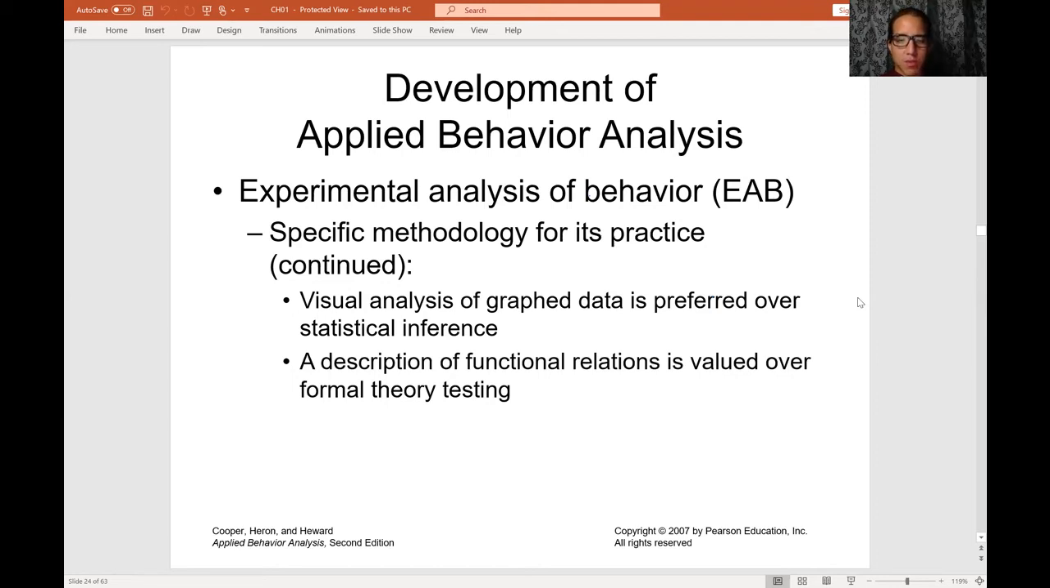And then there is the description of functional relations, which is valued over formal theory testing. Most of the social sciences, and I remember this from my undergrad in psychology, had a theory, right? It can be something as simple as compliance increases in social situations.